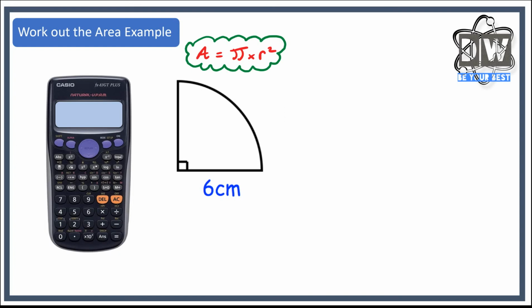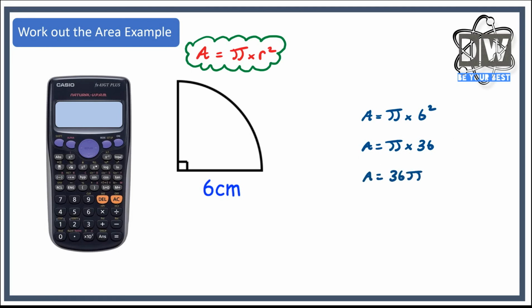Okie dokie, let's go for it now. The first thing is we're going to rewrite, but we're going to take away the letters where we can and input the numbers. So we're going to go, area is pi times 6 squared. We know already from our first question that this is actually 36. 6 times 6 is 36. So it's going to be 36 pi.